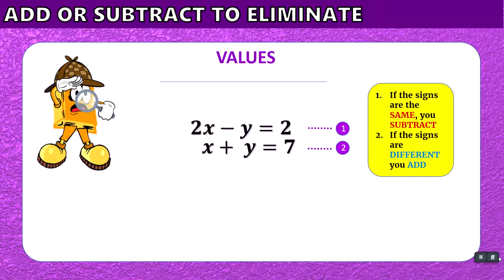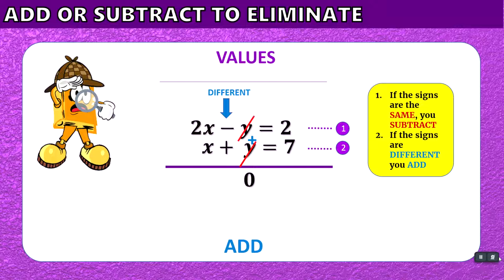Here is equation 1 and equation 2. We look at the signs in front of the y's. One is a minus and one is a plus. They are different, and so we are going to add them together. And so if we have a minus y and a plus y, those cancel out to 0.